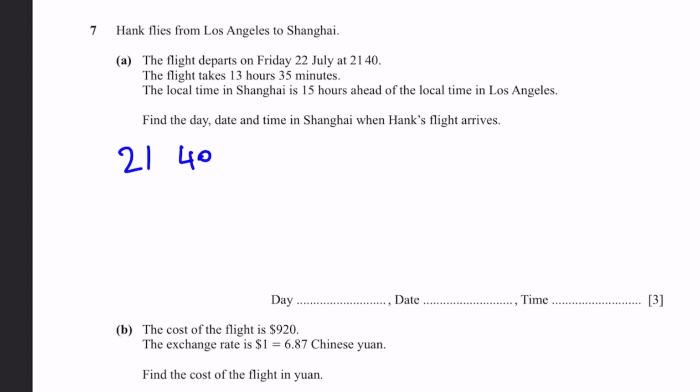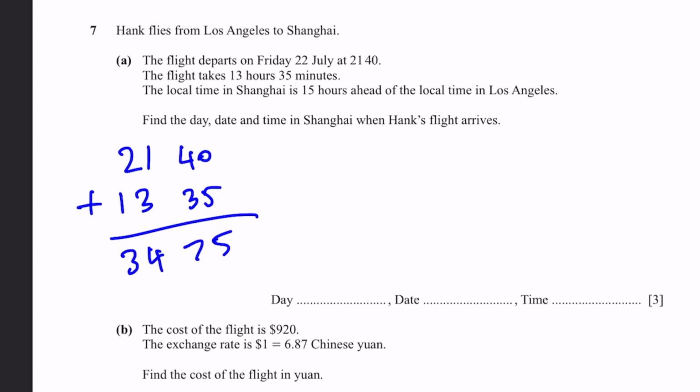2140 plus 1335 is equal to 3475, but then 75 is bigger than 60, and therefore we add 1 to the hours, and that's 3515. But there's no time for 3515, and now we subtract 24 hours from this, so it is actually 11:15 a.m. or 1115 hours in Los Angeles.